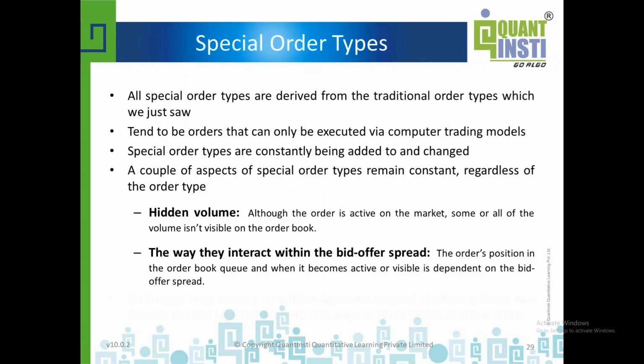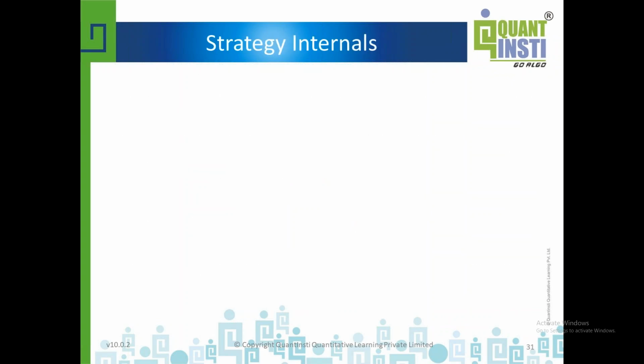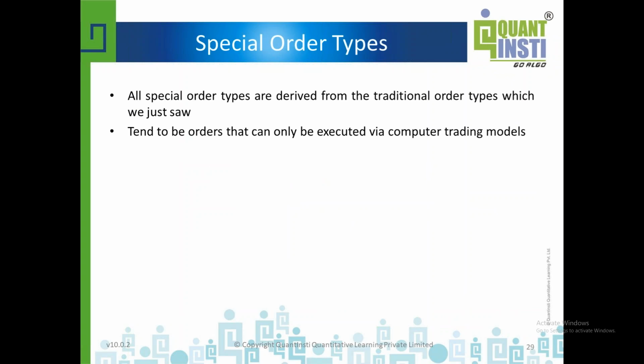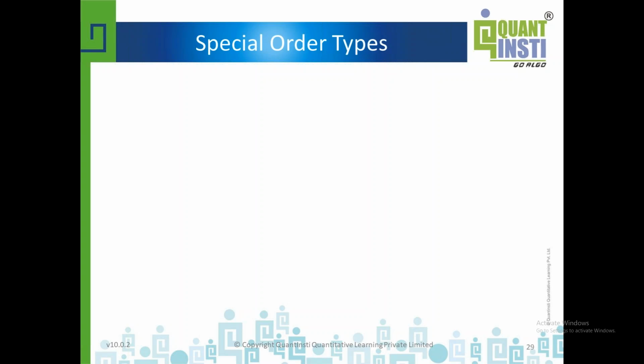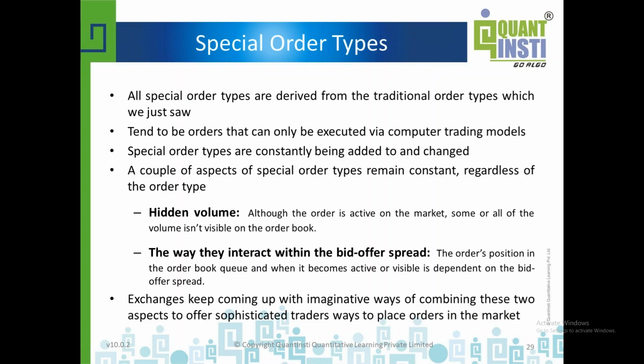All right. So I just want to cover pegged orders, and then that would be it. Let me just complete these special order types, and then I'll take questions after that. There are some aspects of special orders. Hidden volume, I already talked about hidden volume, iceberg orders and whatnot.